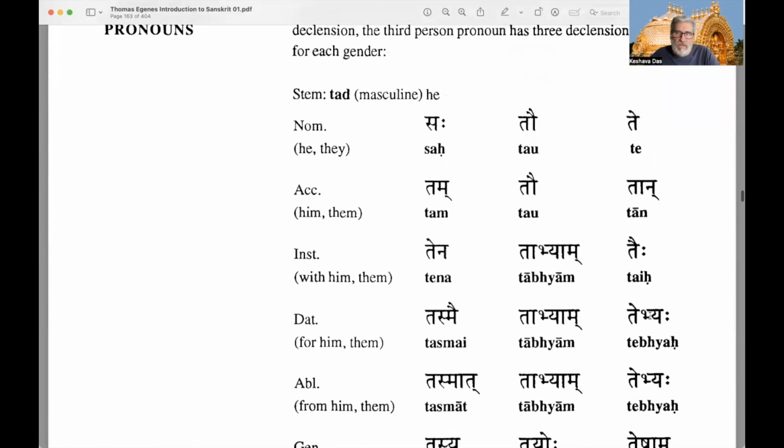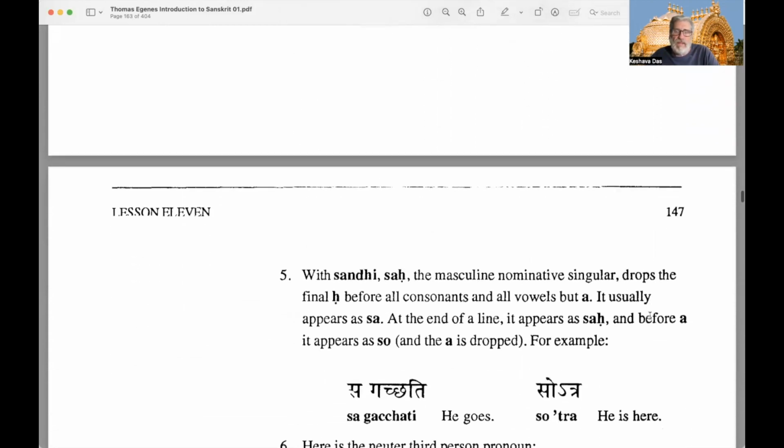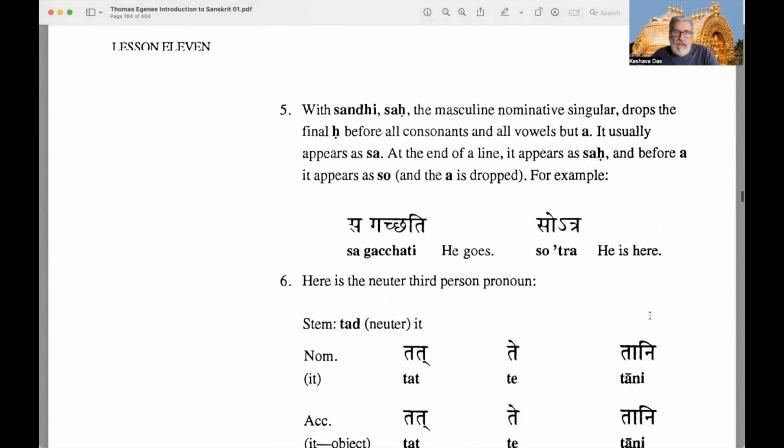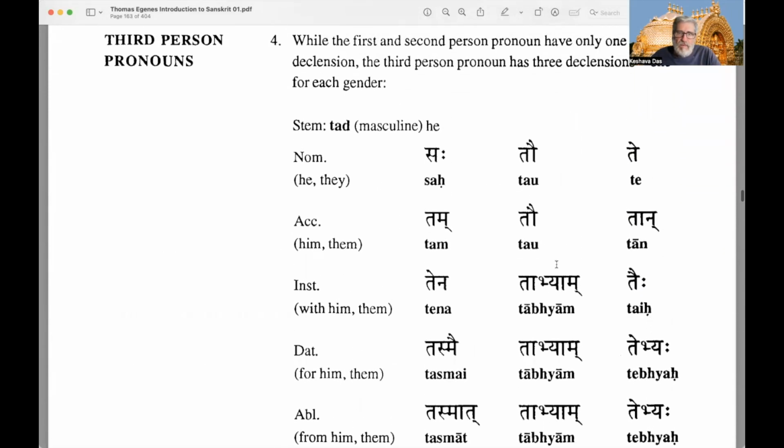So that's it. So we'll just learn those, and we can look them up. You know, before we learn the whole thing, we can just have it printed out, and we can go and look at it while we're doing exercises, right? So now with sandhi, saḥ, the masculine nominative singular, right? Saḥ. So here we have saḥ. What is it here? Here's the nominative singular of tad. It becomes saḥ somehow or other, right?